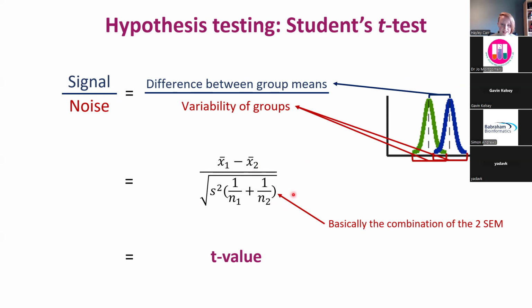And that's shown here. But this is basically just the combination of the two standard errors of the mean, which is a measure of the variability. And from this equation, we get what's called a t-value, which is our test statistic. And from this, we can get a p-value, which will tell us whether it is statistically significant or not.